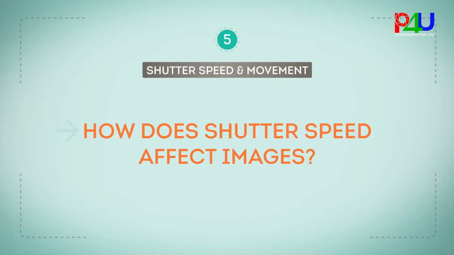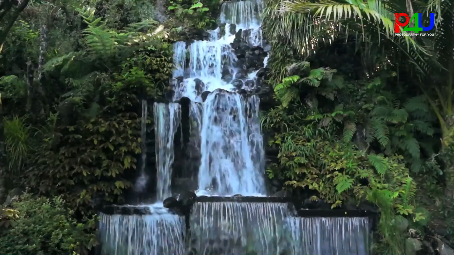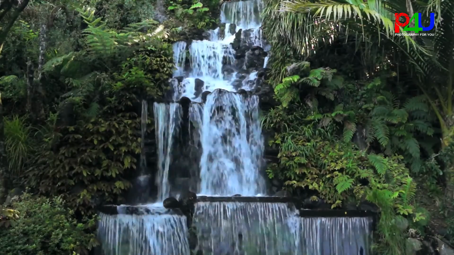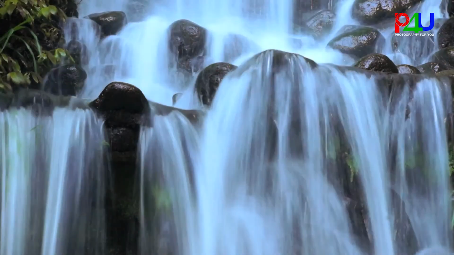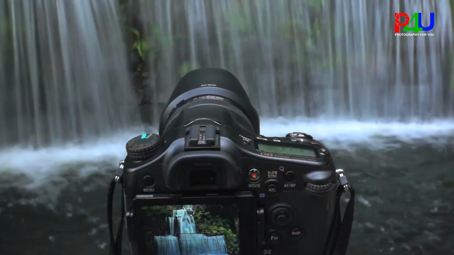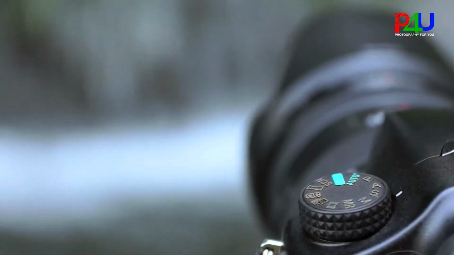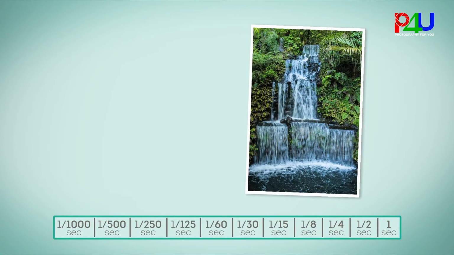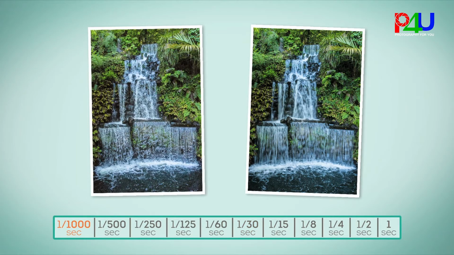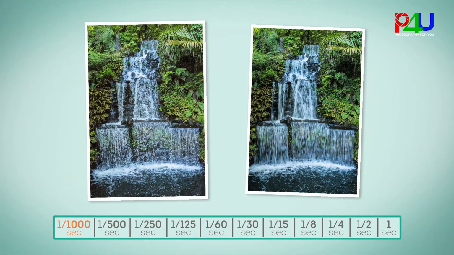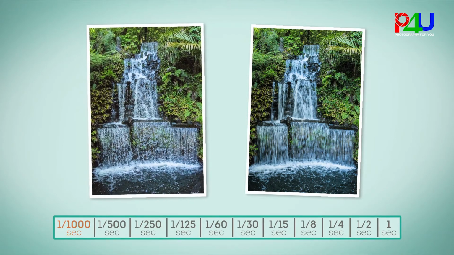Let's see how different shutter speeds can affect an image. This waterfall offers a great setting for this test. We can create various effects or perceptions of speed with different shutter speeds. Let's begin with 1/30th of a second. Now let's increase the speed to 1/1000th of a second. As you can see, the higher the shutter speed, the more frozen the water movement is.